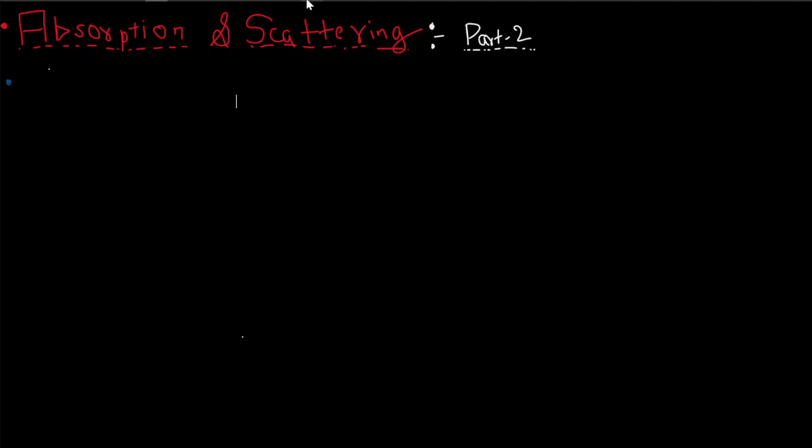So this is the second video where we are going to discuss absorption and scattering of radiation. The first video was almost on the basics of radiation and what happens when radiation moves through a cross-section area and all that stuff. So today's video is going to be on absorption and scattering.